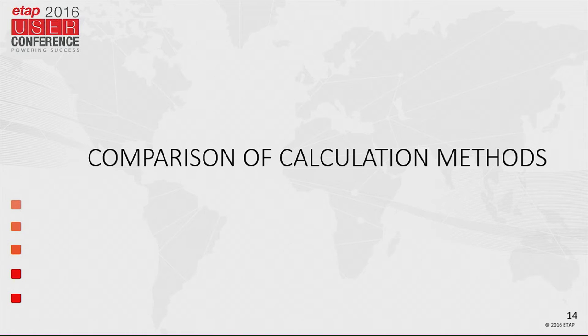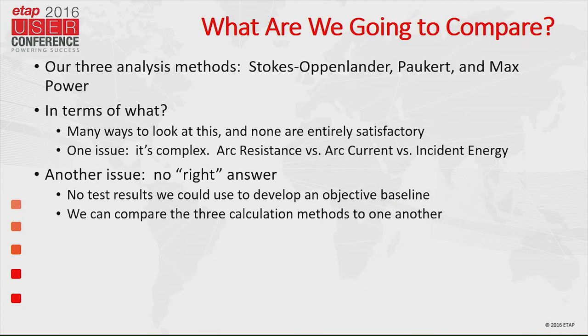Okay, so let's go on. We've got our background there. Let's go on to actually looking at some comparisons of our three calculation methods. What are we going to compare? Well, obviously, we're going to compare the maximum power method, the Stokes and Oppenlander, and Paukert, but compare them in terms of what? There are lots of ways to look at this, and I don't know that any of them are entirely satisfactory, or at least none of them were to me.